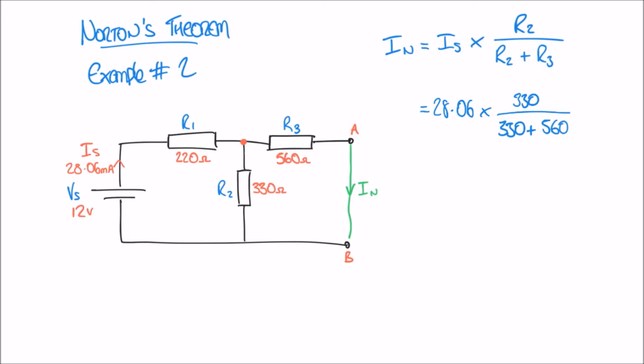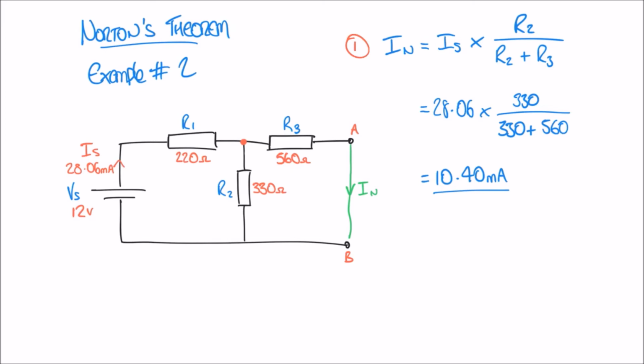And if we calculate that, I get an answer of 10.40 milliamps. And that is our Norton current. So of the 28.06 milliamps that flow from the supply and through R1, only 10.4 milliamps flow through R3 and then become our Norton current. So we've used the current divider rule there to figure that out. So that was step one of Norton's theorem that we spoke about in our previous video.